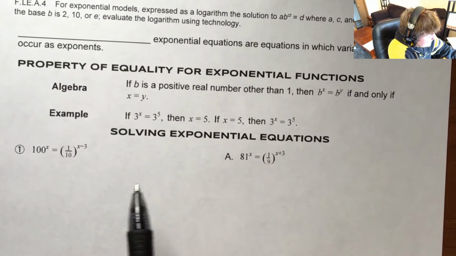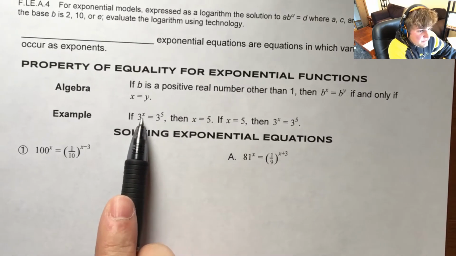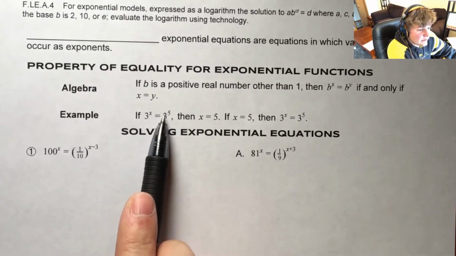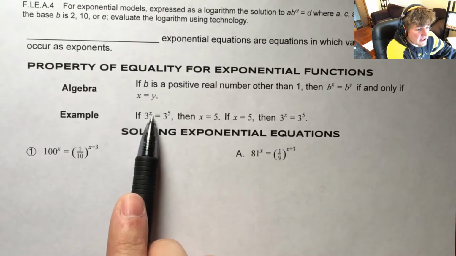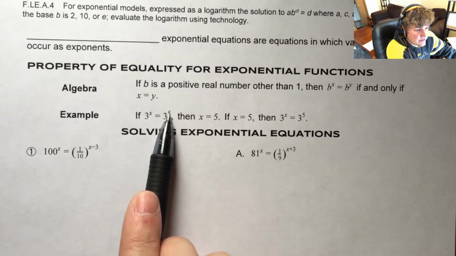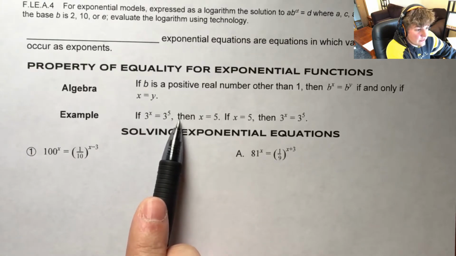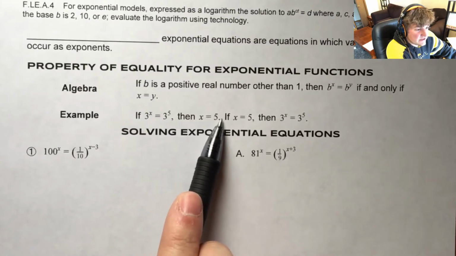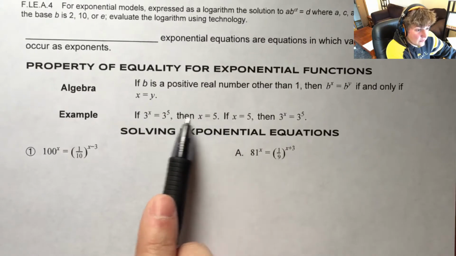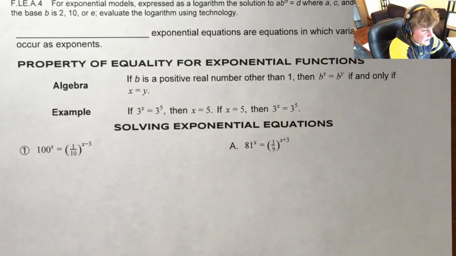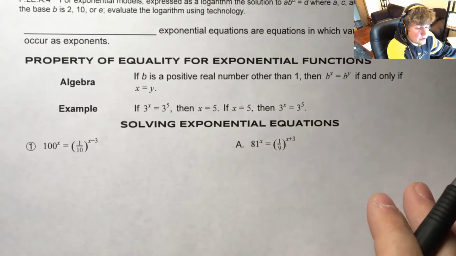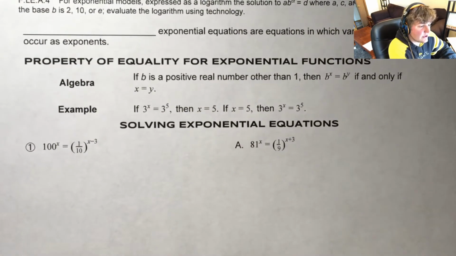So for example, here, if I have 3 to the x power, and I know it's equal to 3 to the 5th power, well, since I have the same base, I know that my exponents are going to have to be equal to each other. So in this situation, this exponent should be equal to this one. So in this case, x is equal to 5 if, and only if, x is equal to 5. Okay, so we can use that property to solve some pretty simple basic exponential equations.